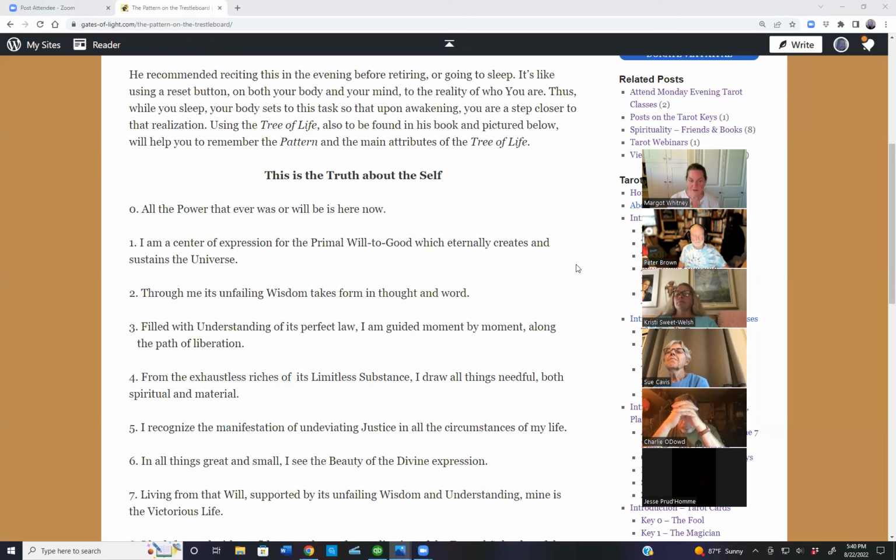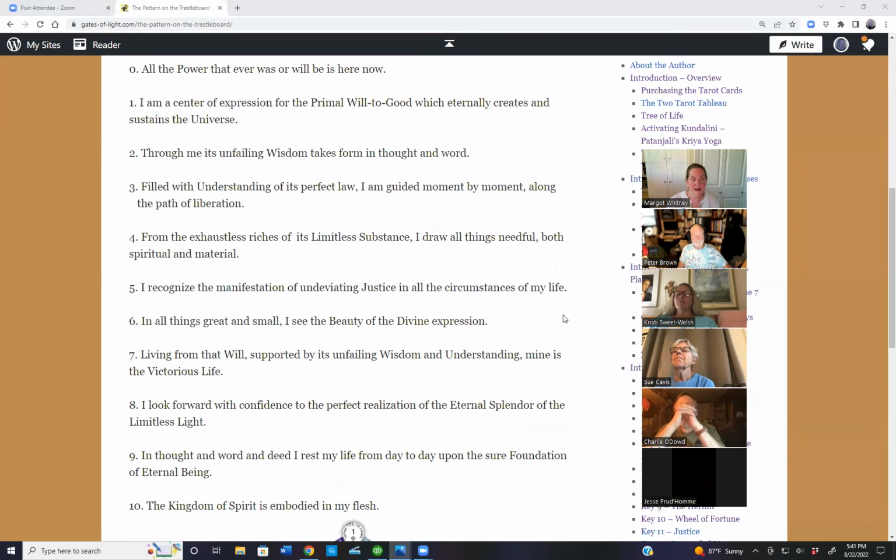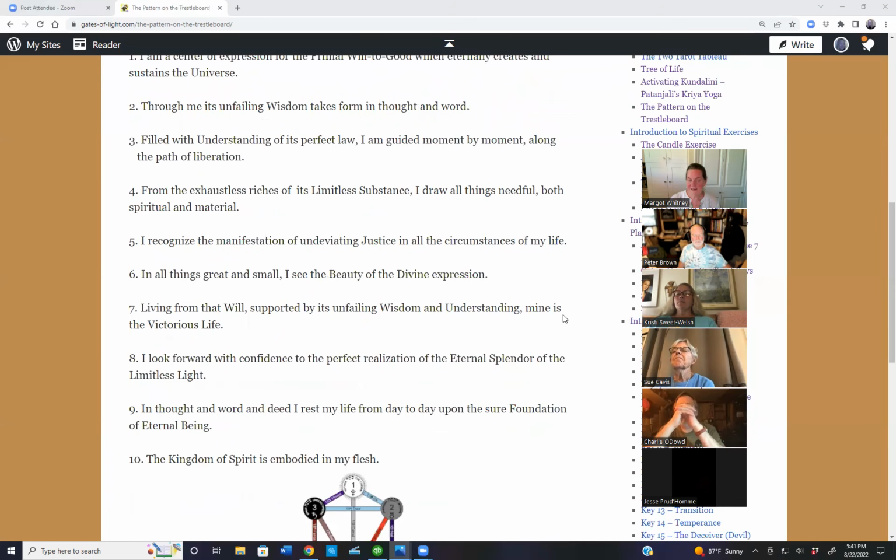3. Filled with understanding of its perfect law, I am guided moment by moment along the path of liberation. 4. From the exhaustless riches of its limitless substance, I draw all things needful, both spiritual and material. 5. I recognize the manifestation of undeviating justice in all the circumstances of my life.